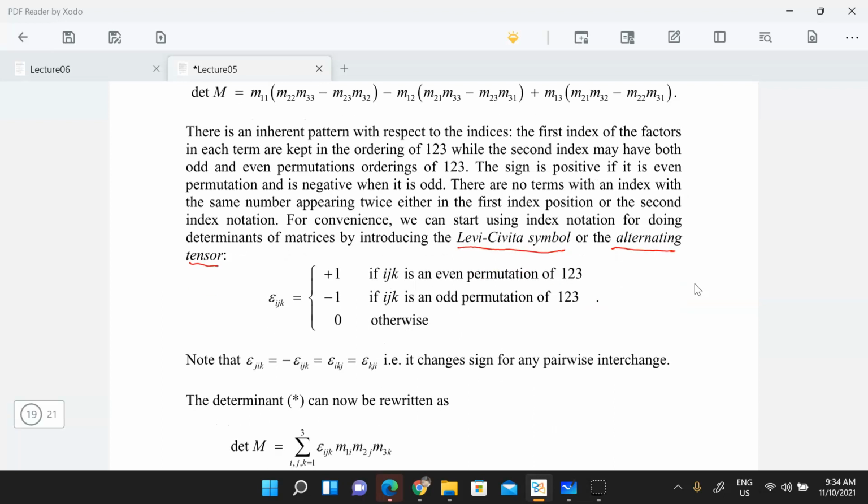So here is a symbol, just like you remember I introduced the Kronecker symbol. The Kronecker symbol helps you to define the scalar product for vectors. And what's the other one that I mentioned earlier? The trace of a matrix.